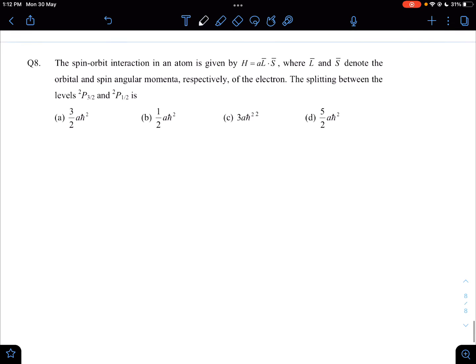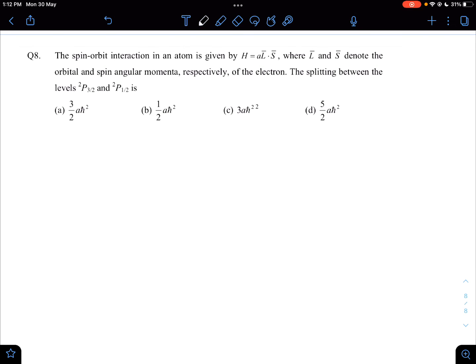So welcome to the last problem of today's video. This problem is from atomic physics, but we have to use our quantum mechanics. Atomic physics is basically at the quantum level, so we have to apply quantum mechanics. It states that we have the spin orbit interaction in an atom, which is given by this Hamiltonian. L and S denote the orbital angular momentum and spin angular momentum of the electron. We have to find the splitting between the levels 2p3/2 and 2p1/2.